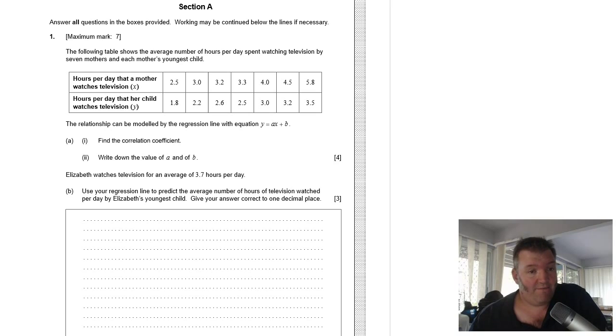First up, the following table shows the average number of hours per day spent watching television by 7 mothers and each mother's youngest child. The relationship can be modelled by a regression line, ax plus b. Find the correlation coefficient and write down the value of a and b.